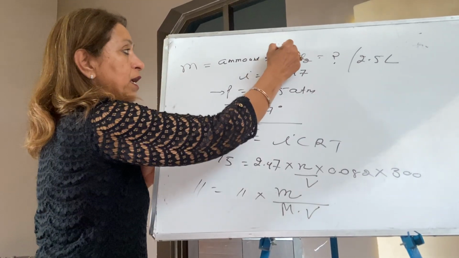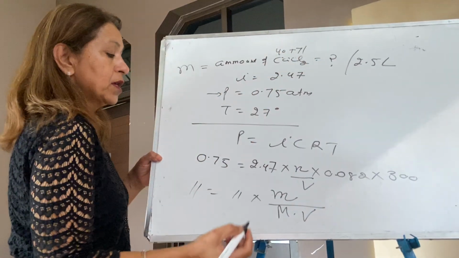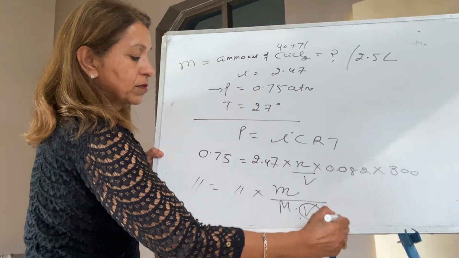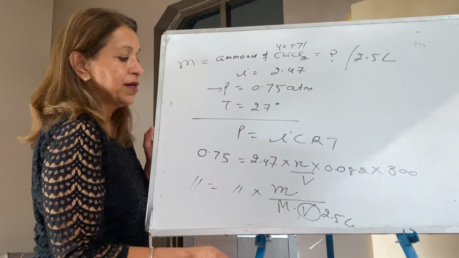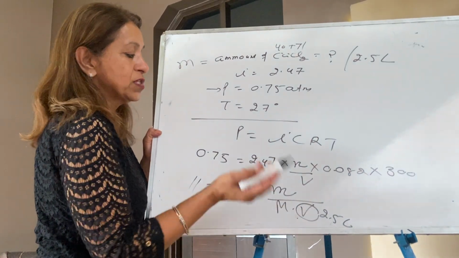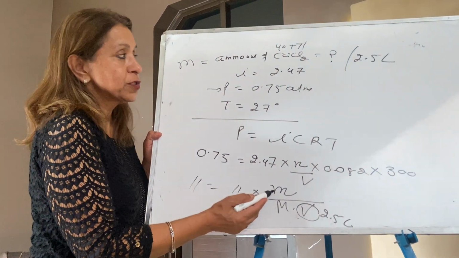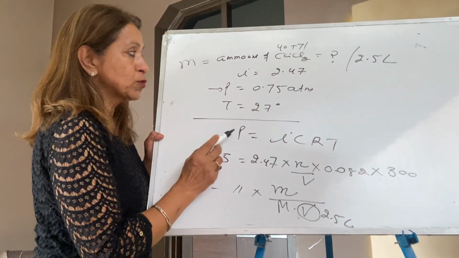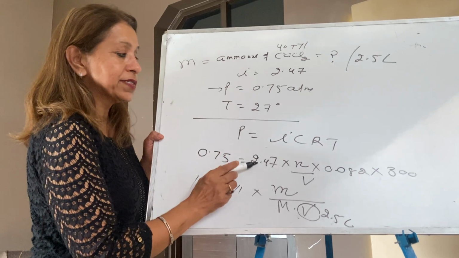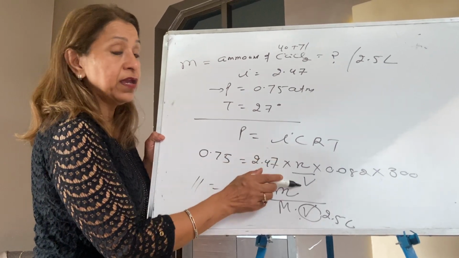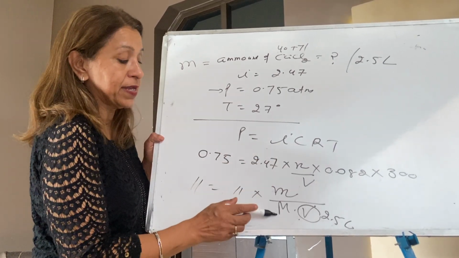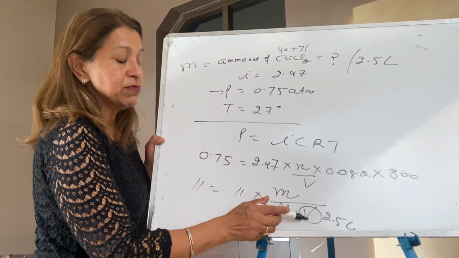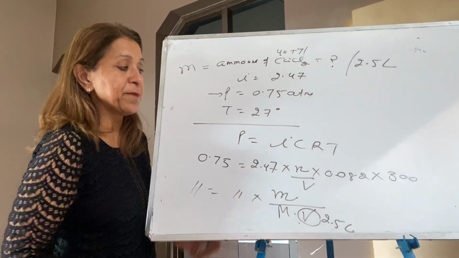Capital M is 40 plus 71. Put that here. Volume is 2.5 liter. Volume must be in liter, and by chance it is in liter. So you can calculate small letter m. Small letter m is the answer. Again listen. P is equal to iCRT, osmotic pressure is given, i is given, C is n by V, n is further equal to small m by capital M. Small m is your target, capital M is 111, volume is 2.5 liter and temperature is there.